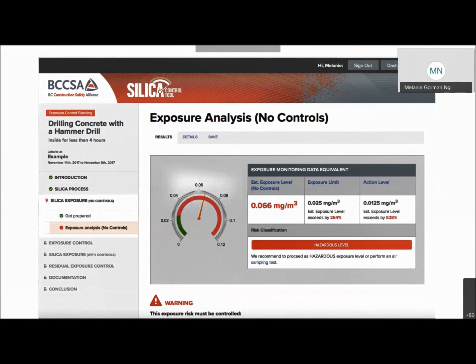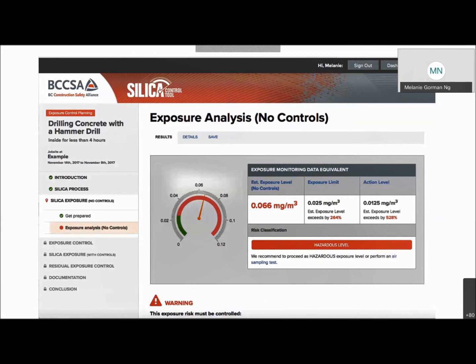Then it goes through a whole series of pages, which I'm not going to go through all of today, but basically it guides people through the hierarchy of controls and asks them to consider: can you eliminate this activity? Can you substitute the material with something else? For example, if you're doing sandblasting, can you use a lower silica product? What kind of administrative controls are you using? And engineering controls, and finally, at the very end, it goes into PPE.